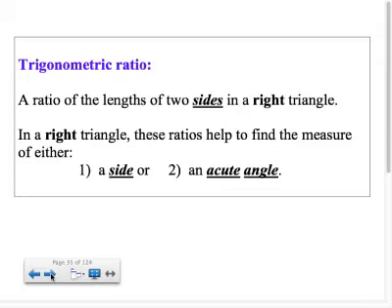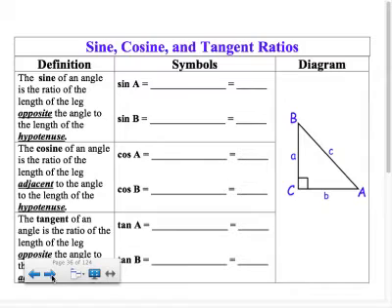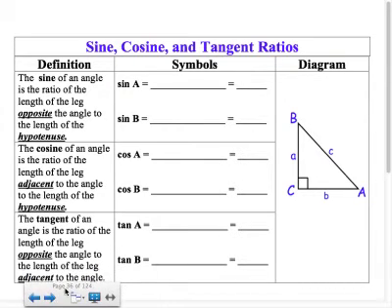A trigonometric ratio is simply a ratio of the lengths of two sides in a right triangle. In a right triangle, these ratios help to find the measure of either a side or an angle. We're going to focus on just the side portion of this for this video. So again, it's simply a ratio. I'm going to try to explain this a little bit easier. So here's what the ratios are. You have your sine.